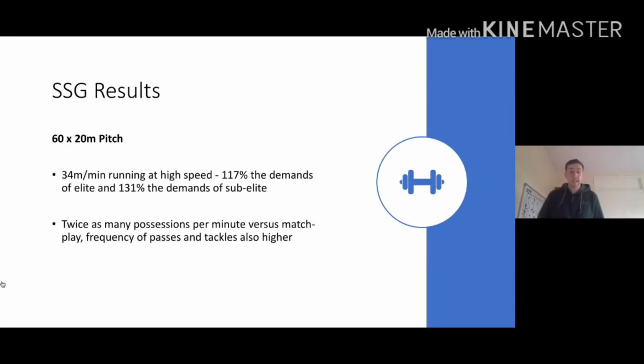In terms of the technical performance, players had twice as many possessions per minute versus match play, and the frequency of passes and tackles were also much higher. For physiological performance, there was actually no difference across all three pitch sizes, but they were all similar to what you would expect in a match.